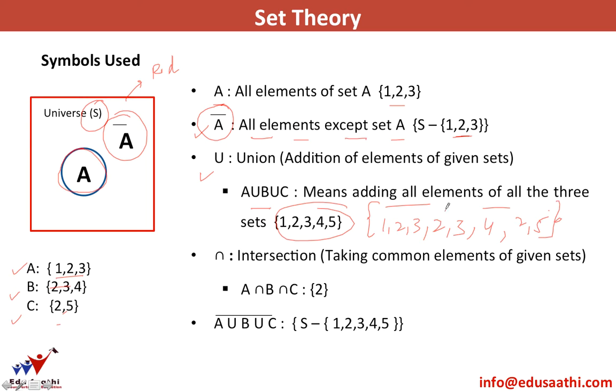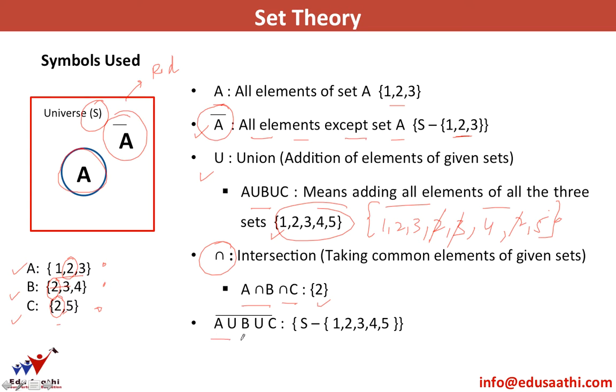You leave out the common elements. These elements you leave out. So 1, 2, 3, 4 and 5 represents A union B union C. Let's look at intersection. A intersection B intersection C would mean what? The elements common in all these three sets. Now, as you see, there's only this element 2 which occurs in A as well as B and as well as C. So, A intersection B intersection C is just 2.